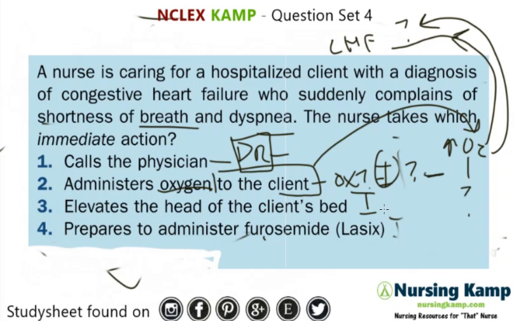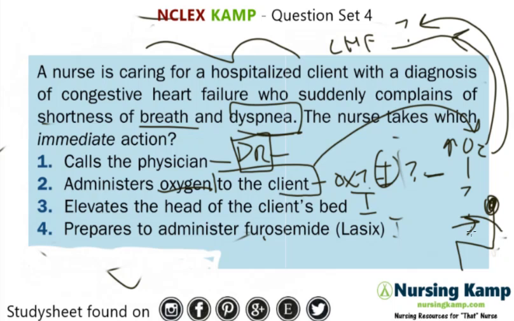Next one. Elevate the client's head of the bed. High Fowler's. That makes sense, right? Because they're short of breath and they have dyspnea. So elevate the head of the bed. That's doing something. The patient will get better because CHF patients like to be upright. So there's definitely a positive to that one. But like this, we never answer all of them. We go to every single answer.